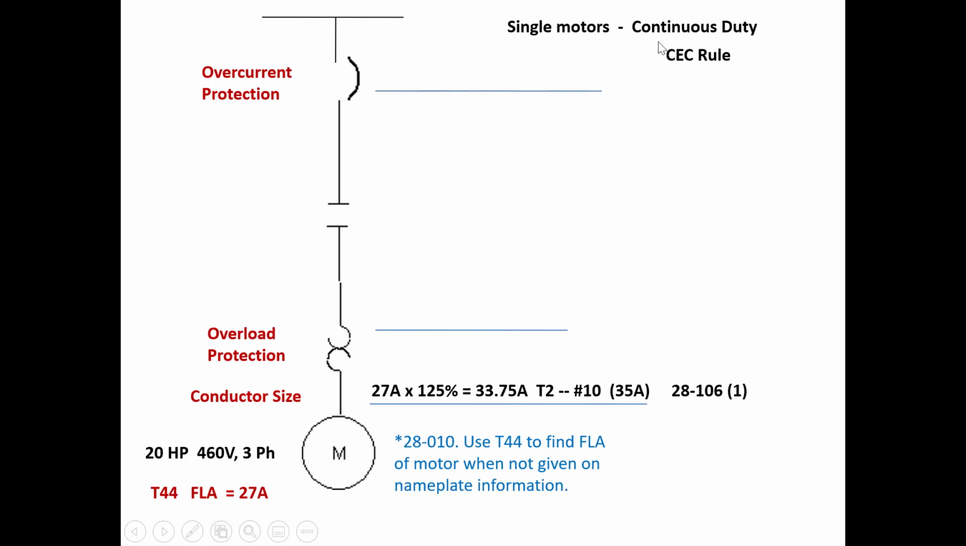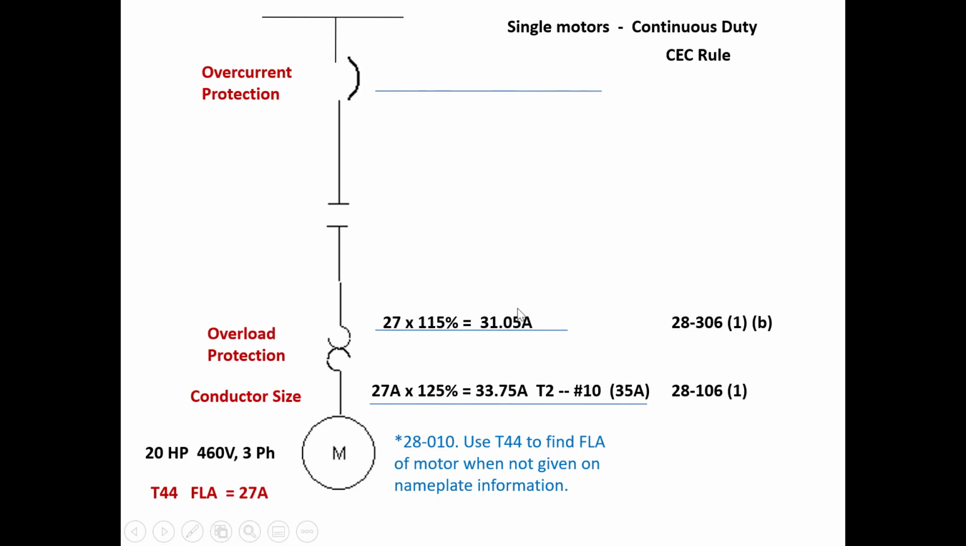Then again, we're continuous, so we're 125% of that rating, and we can go to table 2 again under the 75-degree column because that's what the termination temperature is for these questions, and we are able to pick a number 10 under the 75-degree. That's good for 35 amps. We don't have a service factor marked on this, so we're going to say it's a service factor of 1 or unmarked, which gets us into the 115% from 28306.